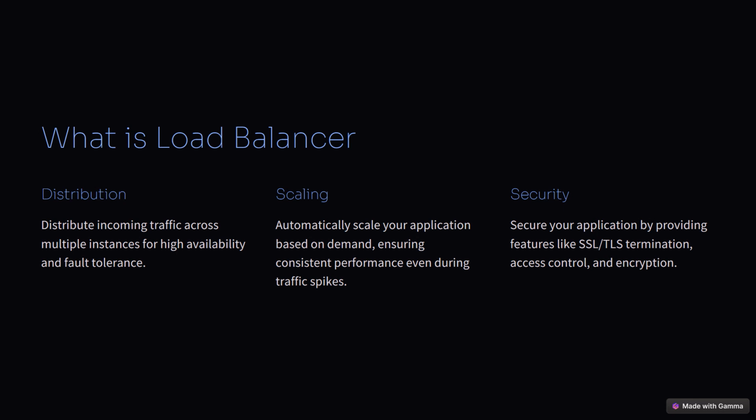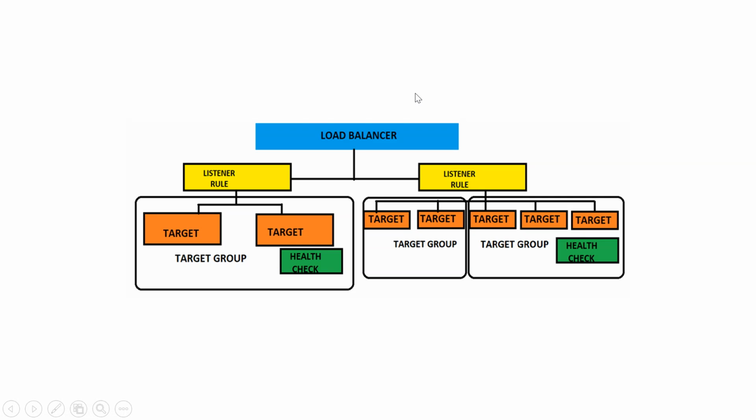And it is going to provide security, meaning it is going to secure our application by providing features like SSL and TLS certificates, access control and encryption. Because of these features offered by the load balancer, we use the load balancer as a front end for our application. Now, what is the architecture? If you want to understand the architecture, just move to the next slide.